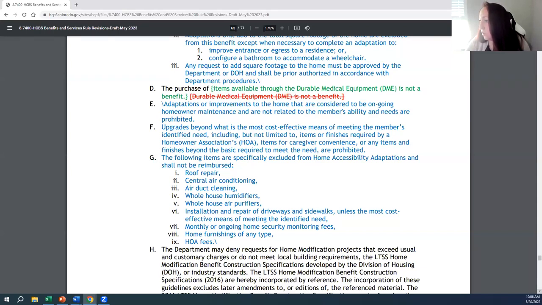G, the following items are specifically excluded from home accessibility adaptations and shall not be reimbursed. One, roof repair. Two, central air conditioning. Three, air duct cleaning. Four, whole house humidifiers. Five, whole house air purifiers. Six, installation and repair of driveways, sidewalks, unless the most cost-effective means of meeting the identified need. Seven, monthly or ongoing home security monitoring fees. Eight, home furnishings of any type. And nine, HOA fees.